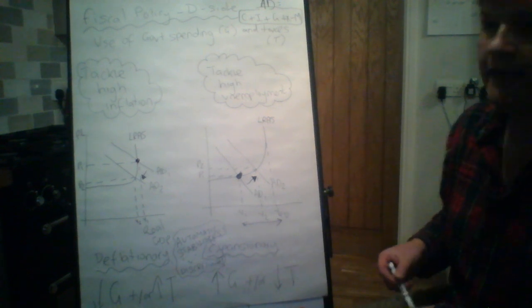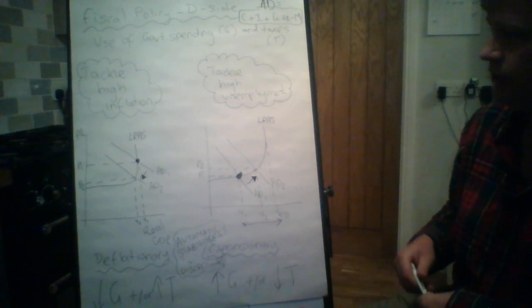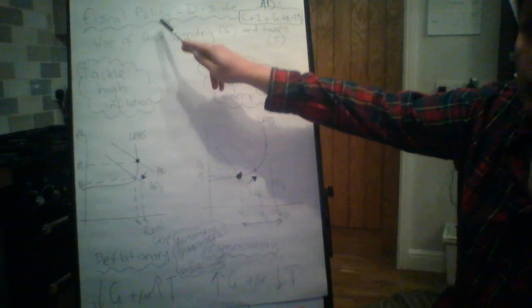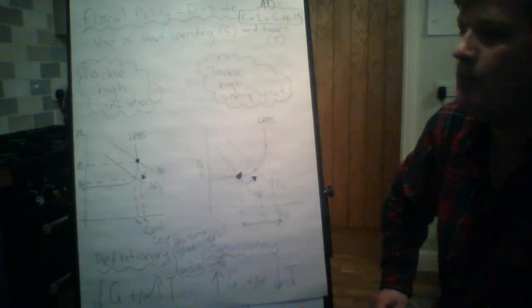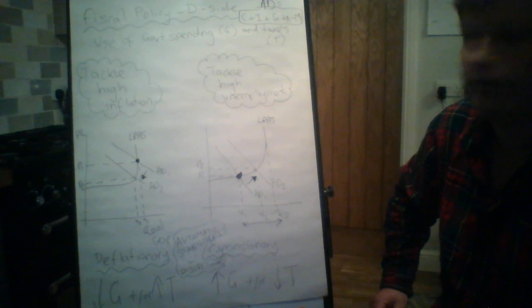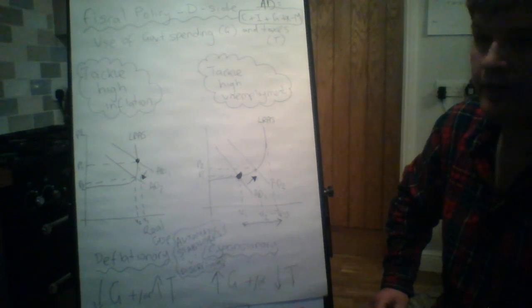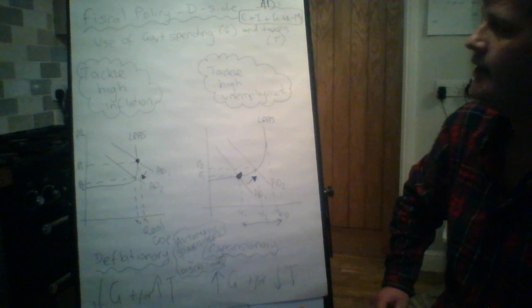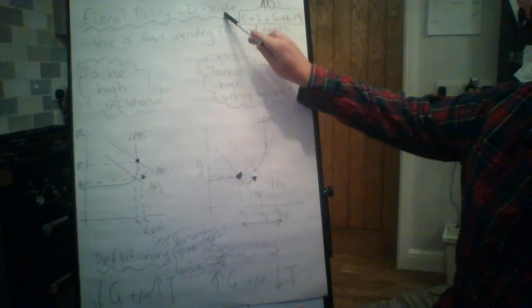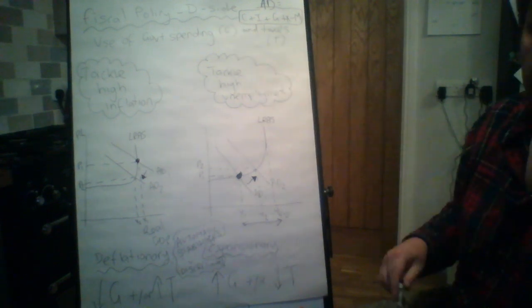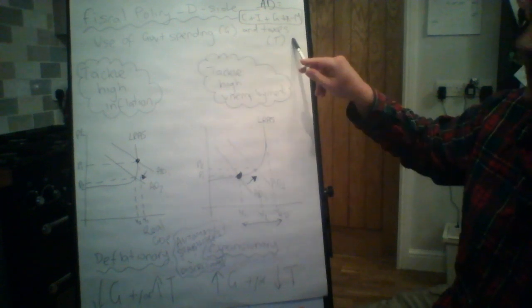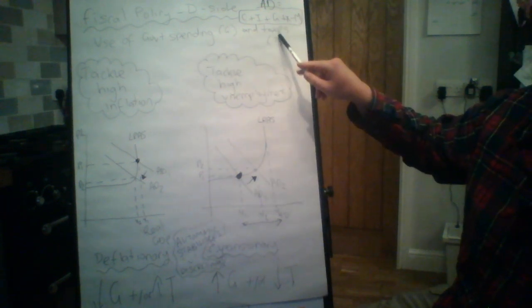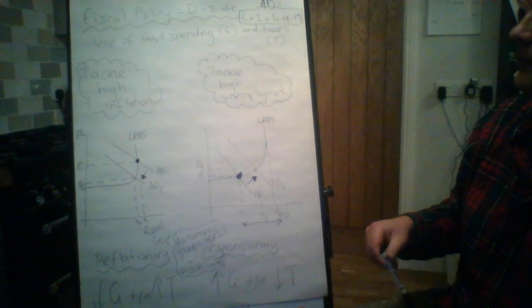Now, one tool available to any government across the world to achieve this is something that we call fiscal policy. And this is something that John Maynard Keynes was a big believer of, Keynesian economics. So Keynesian economics is this idea that what we should be using is demand side policies. So fiscal policy, everyone, is the use of government spending and taxes to influence the level of aggregate demand.